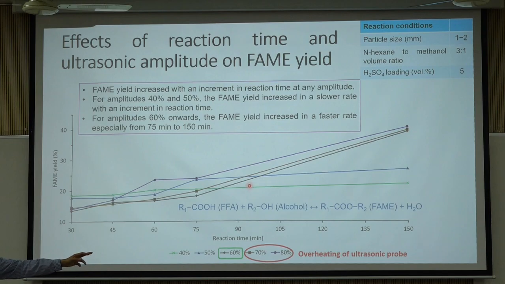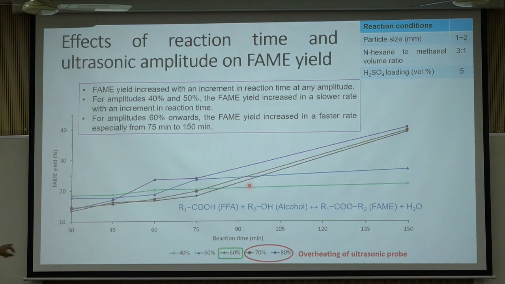Overheating makes the overall temperature increase. It's not good. More than 60 degrees is also not good, because why? Above 60 degrees, the methanol starts to evaporate already. The methanol will not react with the sample, since it has evaporated.